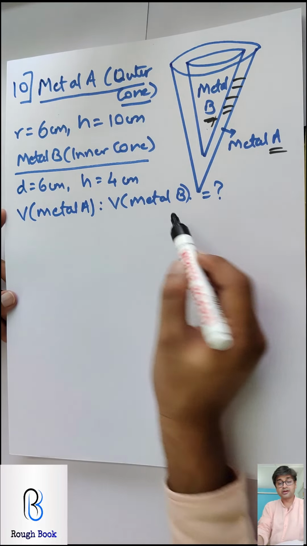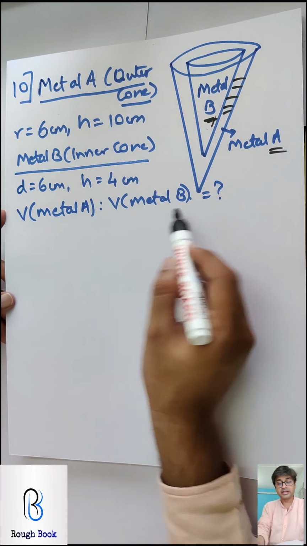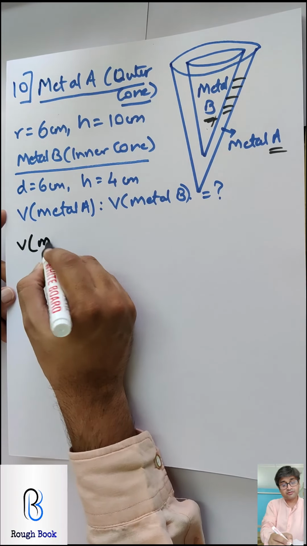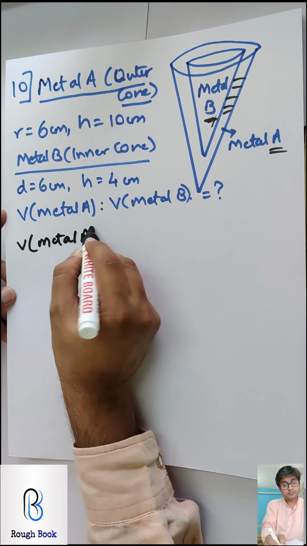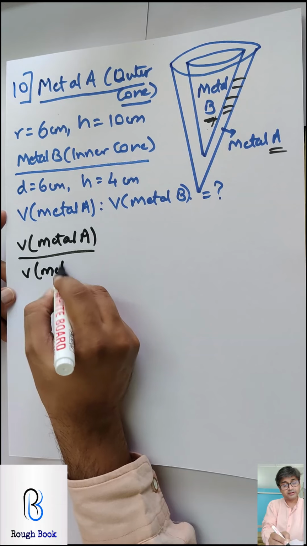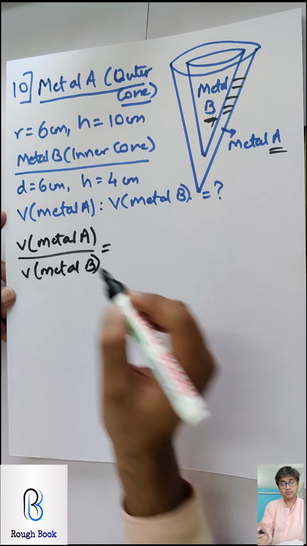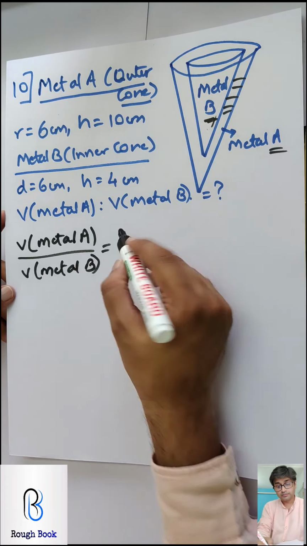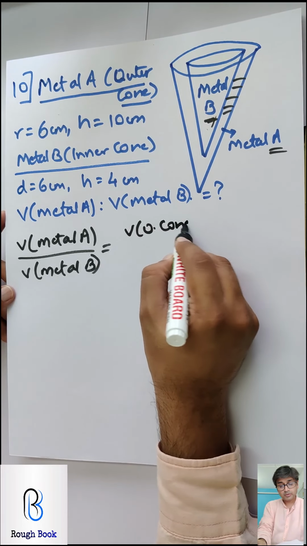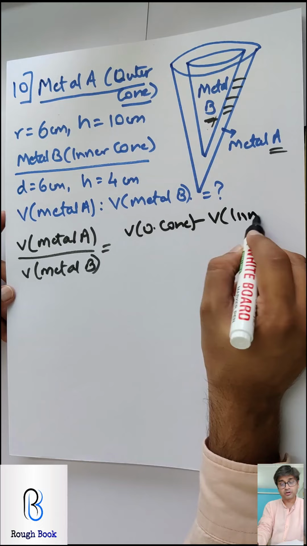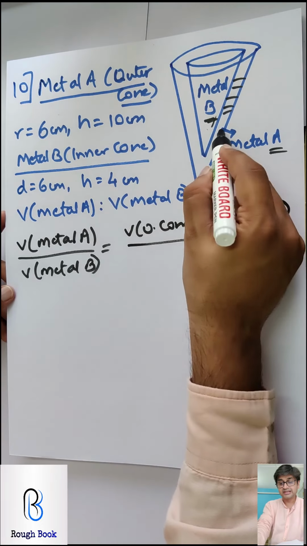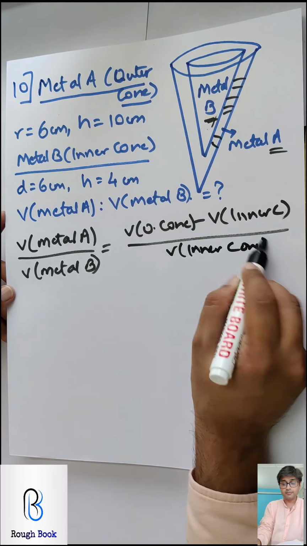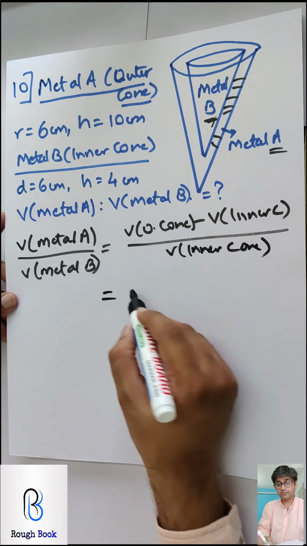They want you to find the ratio of the volume of metal A to metal B, and all the dimensions are given. So you will say volume of metal A upon volume of metal B is equal to, metal A volume will be volume of outer cone minus volume of inner cone, because it is just this layer, and inner cone only for volume of B. So let's apply the formula.